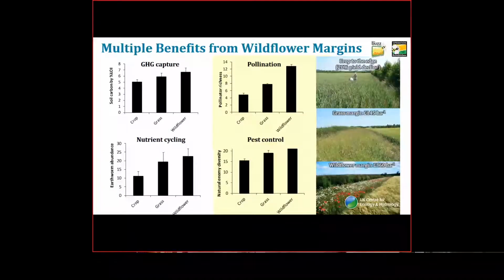And the way that traditionally we've addressed this, without probably realizing it, is wildflower margins. And the thing with wildflower margins is you get multiple benefits, which include pollination and pest control. So a good number of years ago now, we did the Buzz study, which was a forerunner for a lot of the prescriptions that went into ELMS and ultimately Countryside Stewardship, where what we were comparing is crop to the edge, where you've got the 20% yield decline.